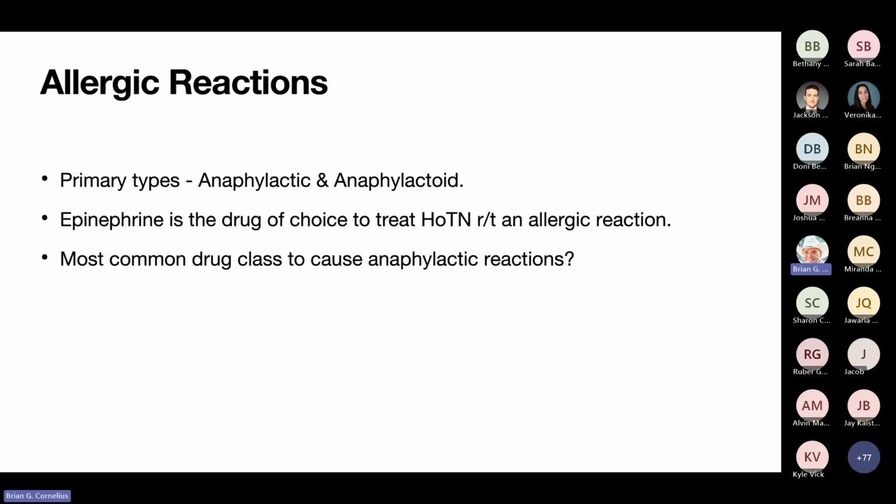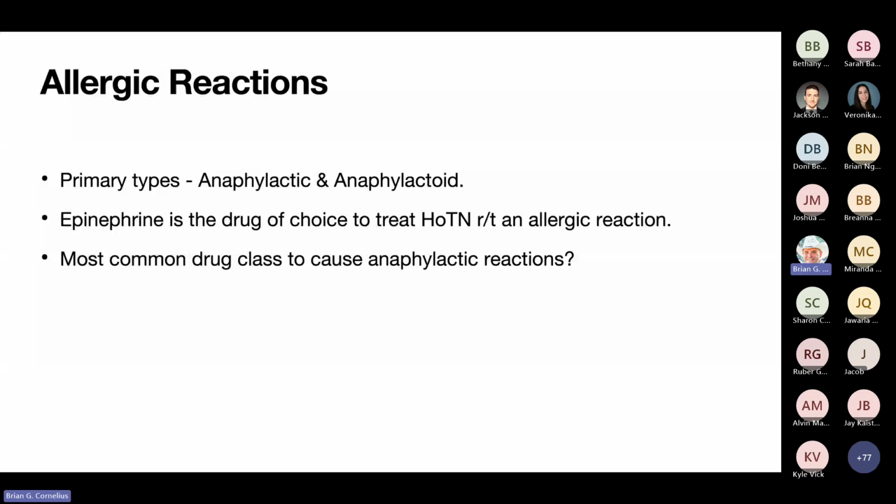In terms of allergic reactions, usually we have two different kinds that we'll see: anaphylactic and anaphylactoid. Epinephrine is going to be our drug of choice to treat hypotension if you've got an allergic reaction. We'll use other medications to treat it, but epinephrine is really the go-to. The Benadryl, the steroids, a lot of those are not necessarily treating the reaction as they are some of the symptoms. What's the most common class of medications that causes allergic reactions?